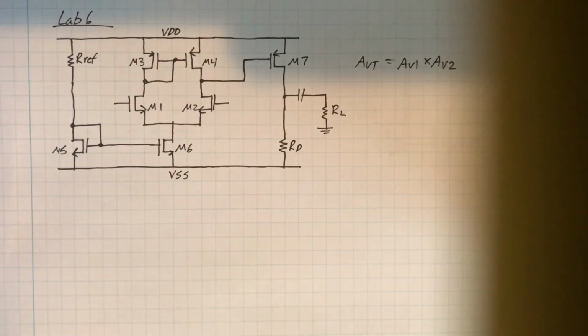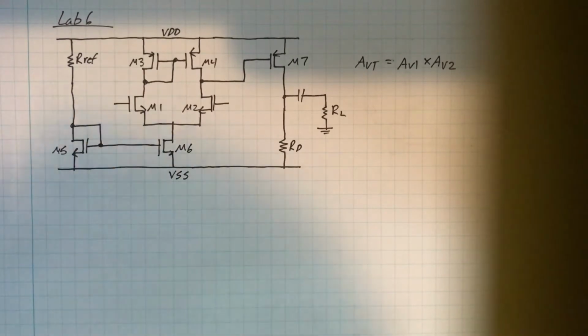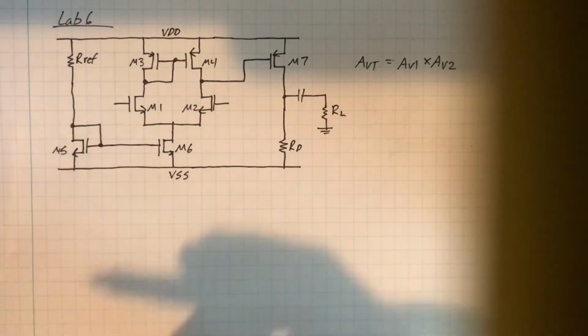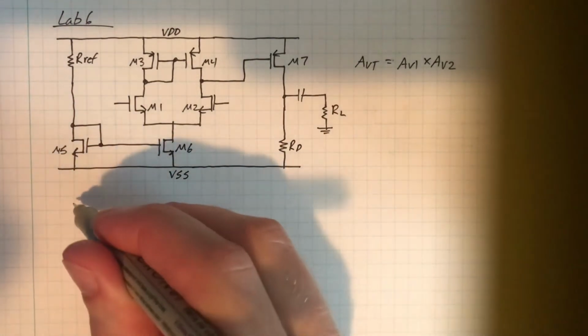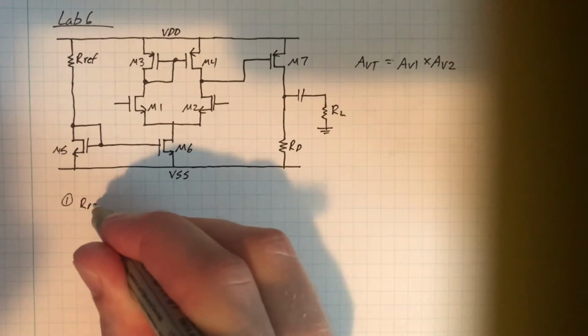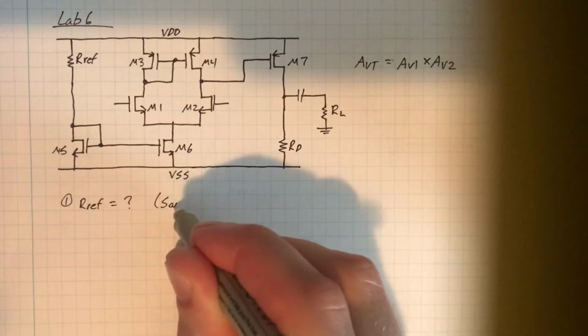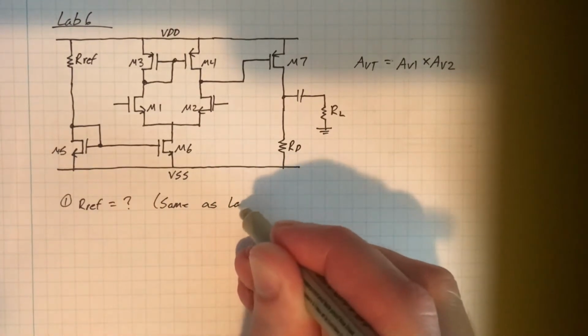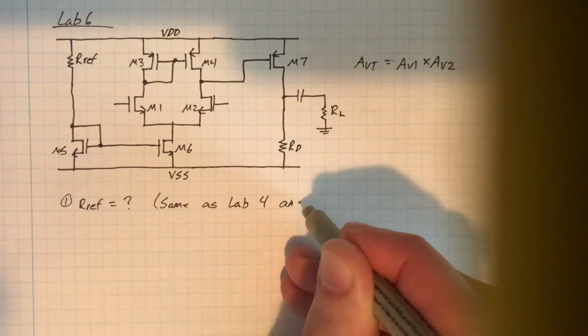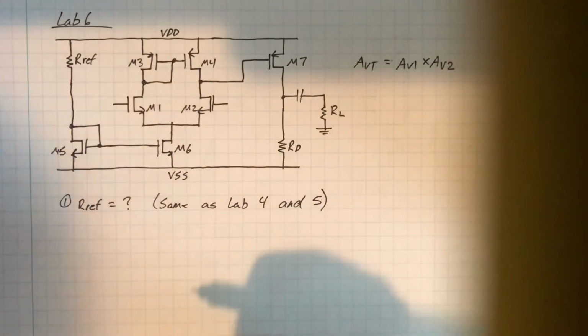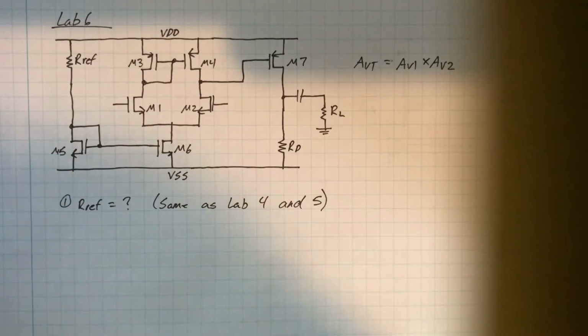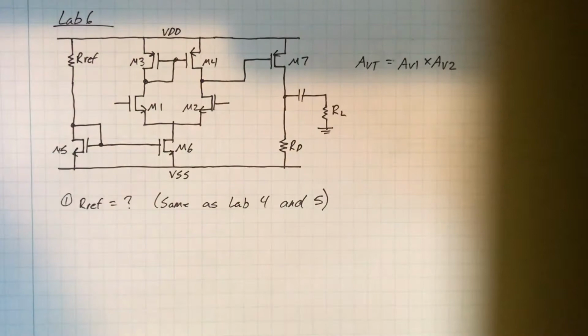So this pre-lab starts with the design. It says choose RF so that the differential amplifier is biased with 4 milliamps. We've already done this. This was basically the premise of lab 4. RF is the same as lab 4 and 5. If you already have this circuit built from the previous labs, then you're good to go from here over. We're just going to add this new stage, which will be different.